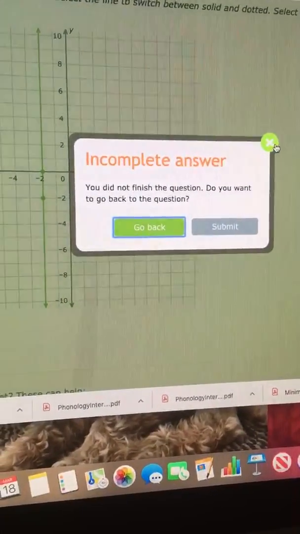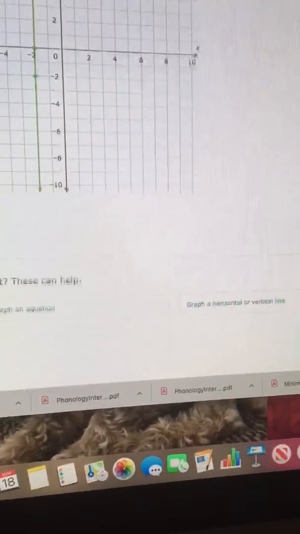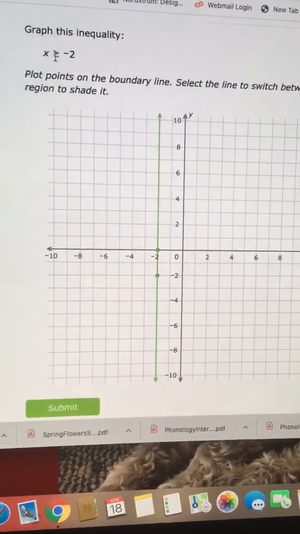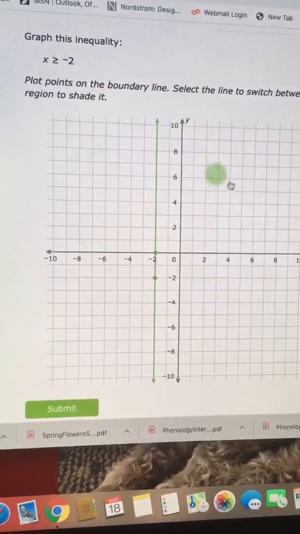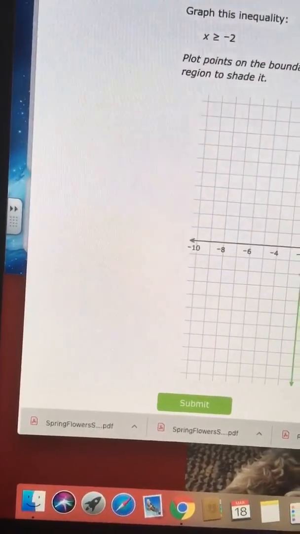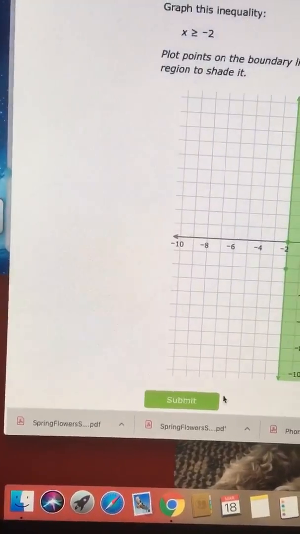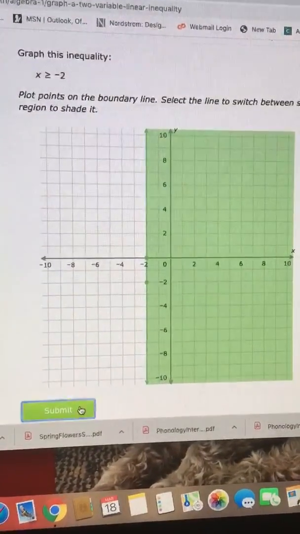Saying we did not complete. So let's check it out. Oh, we forgot to shade. Oops. Alright, so x is greater than or equal to negative 2. So greater than or equal to would mean shade to the right. So you should be able to just select over here for your shading. And then once it's shaded like that, you can click submit.